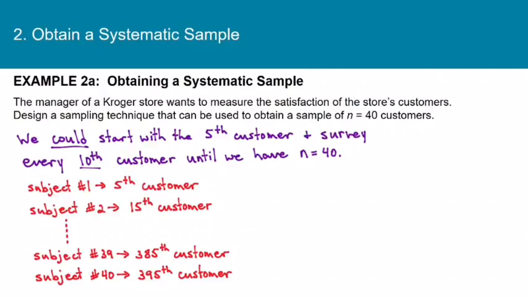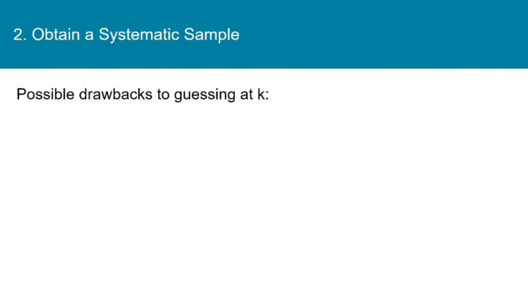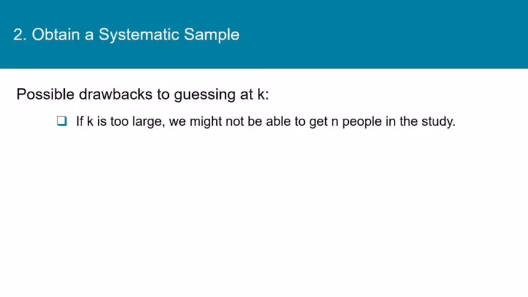And I know you're thinking, I don't want to have to add 10 over and over and over again. There's got to be a way to know which customer without having to just add 10 and add 10 and add 10. So that's one issue we want to clear up. We need a kind of a shortcut or a formula way to calculate which customers we get. And we also need to talk a little more about K and decide whether 10 is a good number or not. Here are some possible drawbacks to guessing at K.